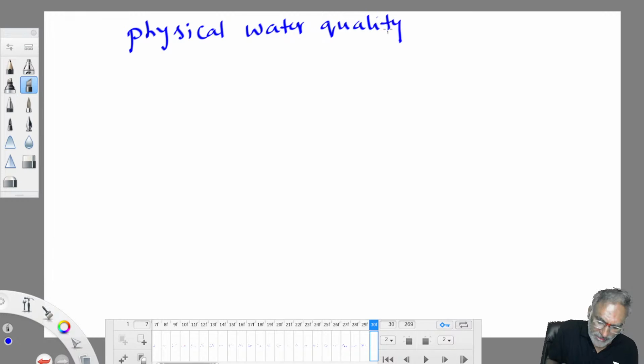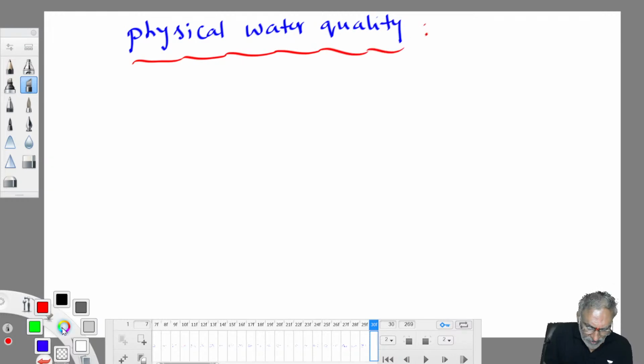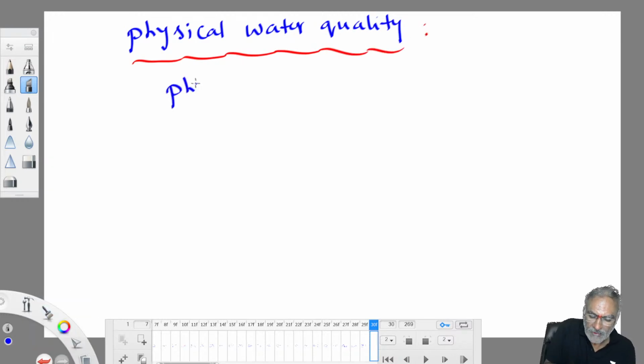Physical water quality is defined by the following parameters. There are 4 parameters. By using those parameters, we work out physical water quality.